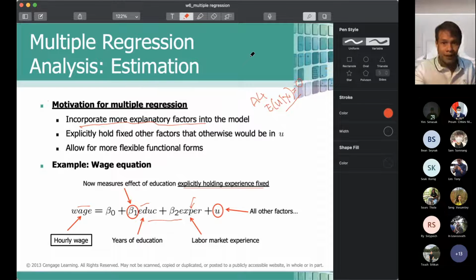Yeah, sir. All right. Again, to answer your question, you can interpret by saying that you hold education fixed if you are interested in delta 2. If you are interested in delta 2, then you can interpret that way, meaning that you measure the effect of experience by holding education fixed.